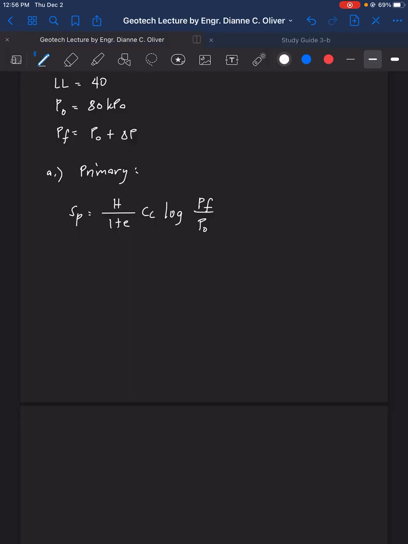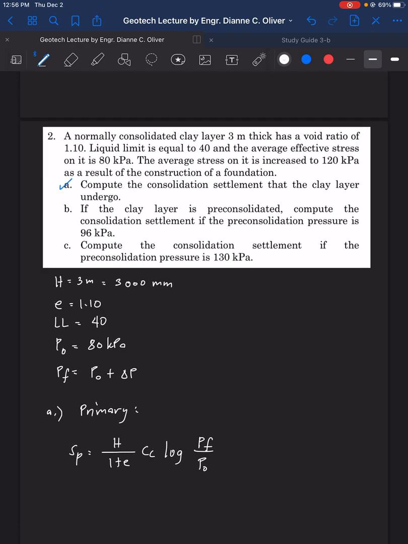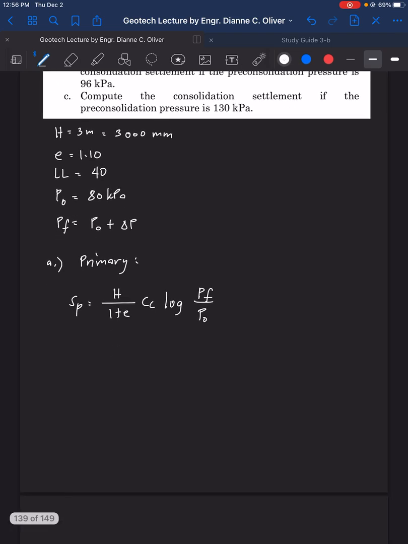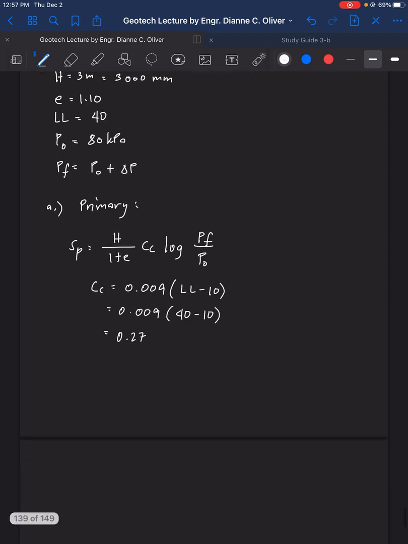And from this problem, the soil here is an undisturbed soil layer. So if it is an undisturbed clay, therefore it is 0.009 times LL minus 10. Then we can now compute for C sub C. So C sub C is equal to 0.009 times LL minus 10. So 0.009, liquid limit given 40 minus 10, is equal to 0.27.